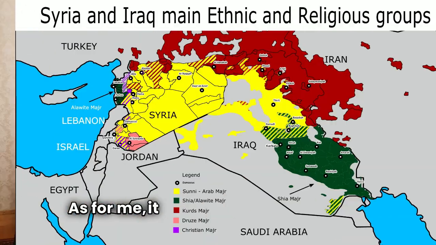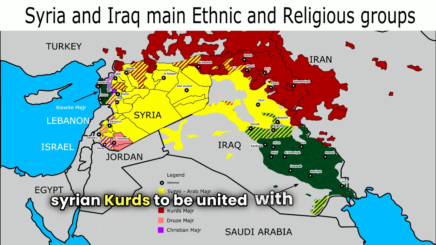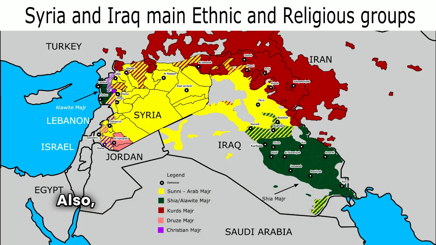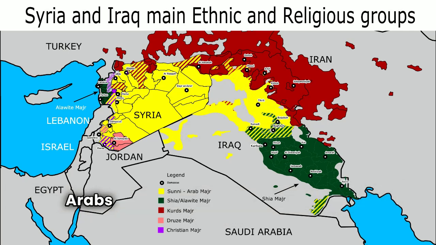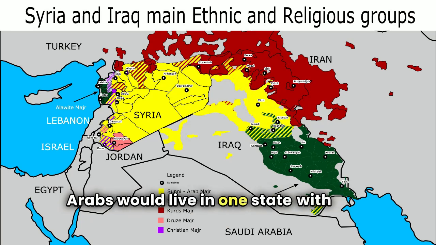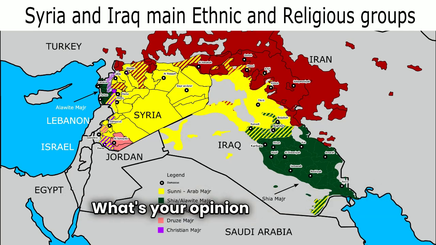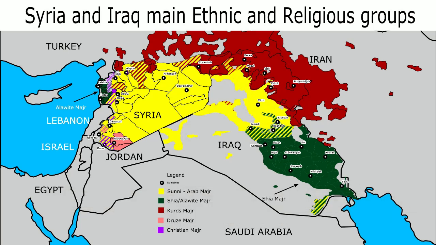As for me, it would be more natural for Syrian Kurds to be united with neighboring Iraqi Kurds. Also, I think it would be healthier if Syrian Sunni Arabs would live in one state with Iraqi Sunni Arabs. What's your opinion about that? Please comment down below. How can we calm the region?